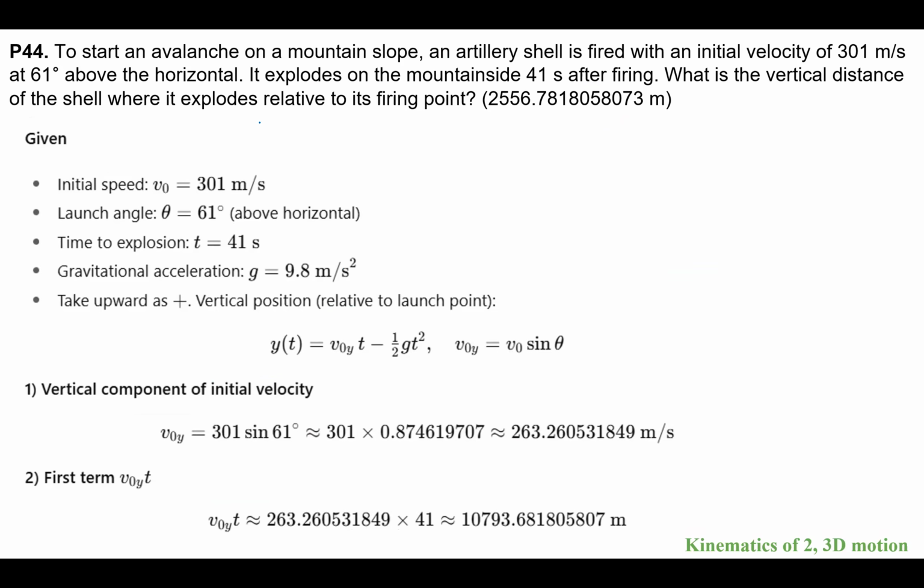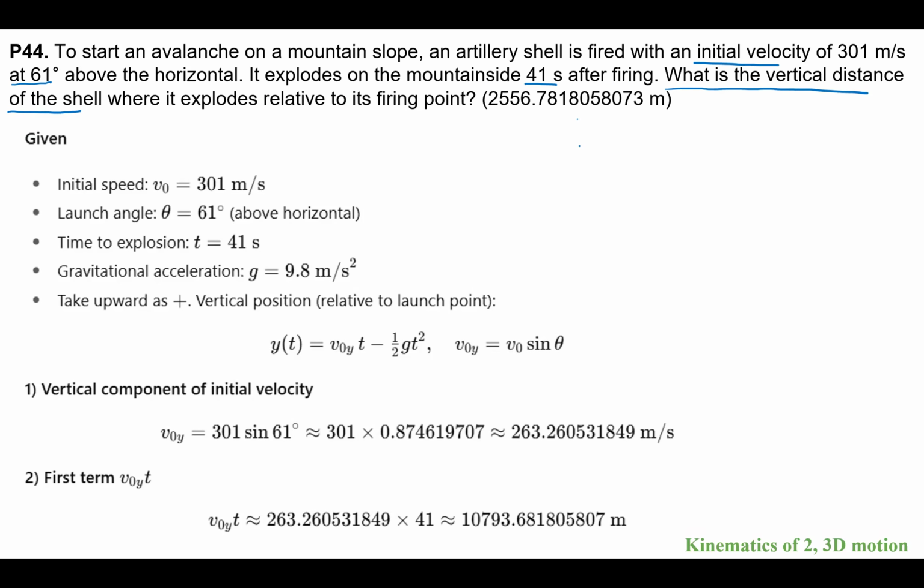And now a similar problem. To start an avalanche on a mountain slope, an artillery shell is fired with the initial velocity at an angle above the horizontal. It explodes on the mountain 41 seconds after firing. What is the vertical distance? So now it's time to think about the vertical distance.